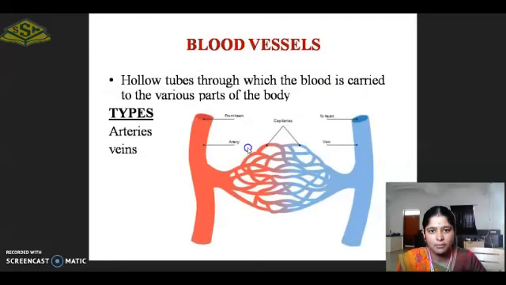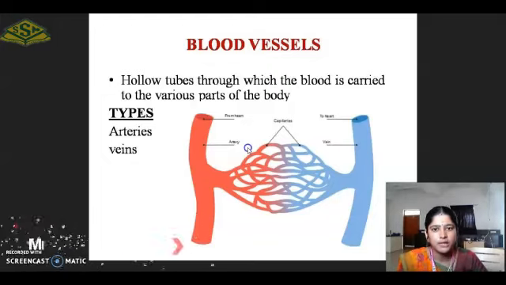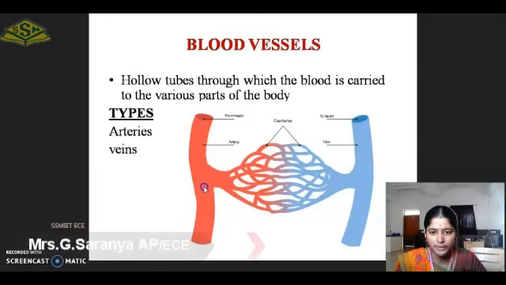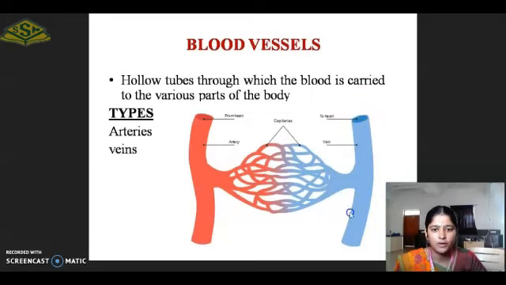Next we are going to see about blood vessels. Blood vessels are hollow tubes through which blood is carried to various parts of the body. Generally we have 3 types of blood vessels, that is arteries, veins and capillaries. Arteries carry oxygenated blood or pure blood from the heart to various parts of the body. Veins carry impure blood from other parts of the body to the heart. Small blood vessels are called capillaries.